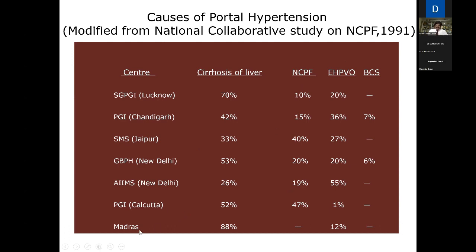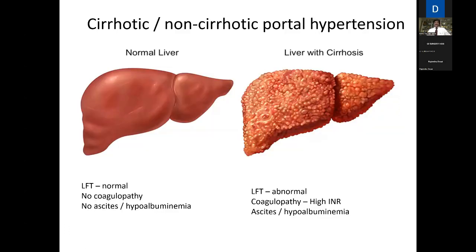And strangely enough, in Chennai, 88% were cirrhotics. There was no data about NCPF, still there's no data, whereas extrahepatic portal vein obstruction is 12%. This is just to say that a sizable Indian population with portal hypertension have non-cirrhotic causes as well.